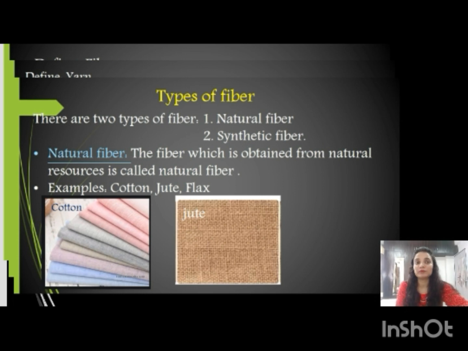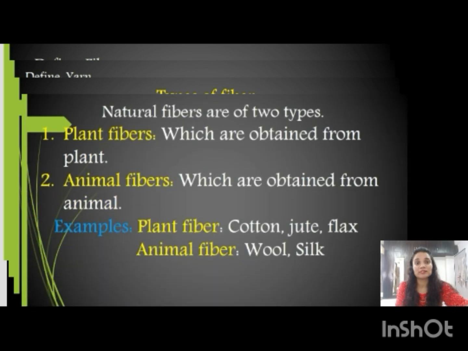Now the types of fiber: natural fiber and synthetic fiber. According to the name, we come to know that natural fiber means it is obtained from natural resources. First is cotton, second is jute. Now again, natural fiber is also of two types: plant fibers and animal fibers. Plant fibers are obtained from plants and animal fibers are obtained from animals. Plant fibers are cotton, jute, flax. Animal fibers are wool and silk.